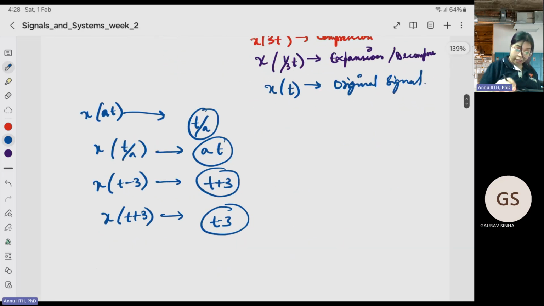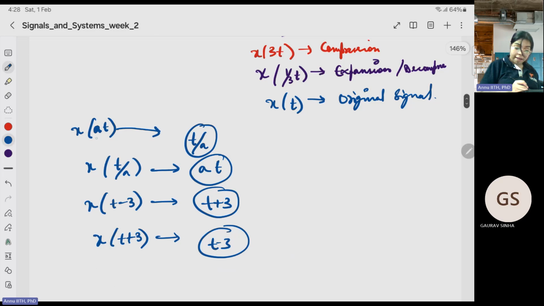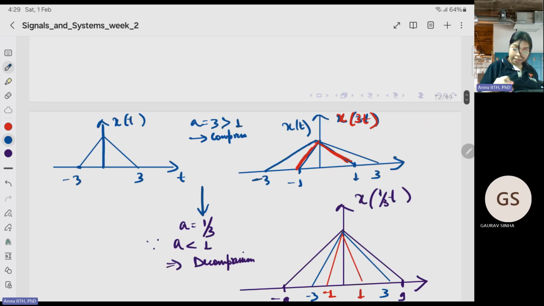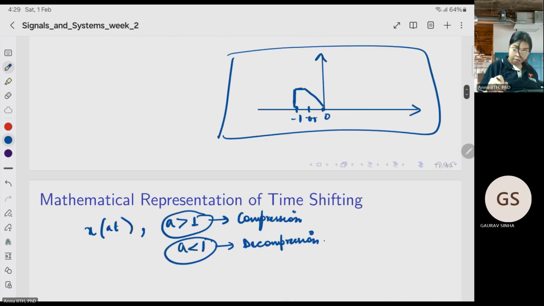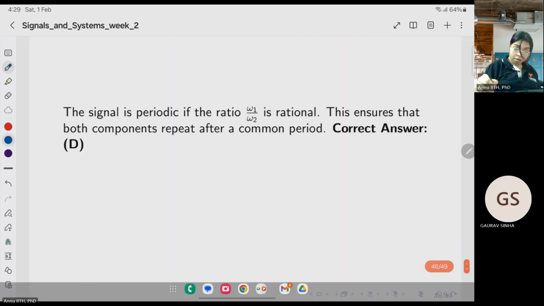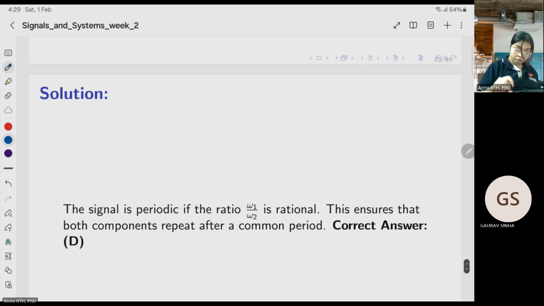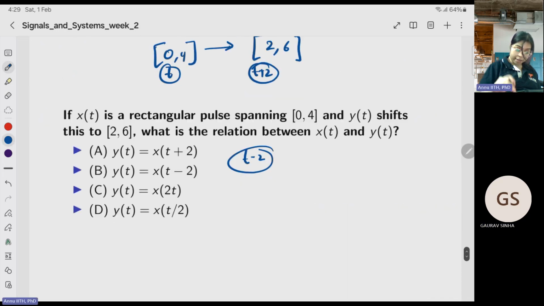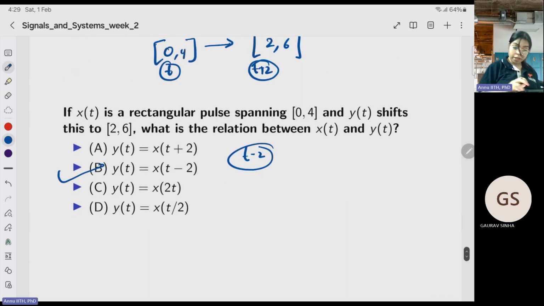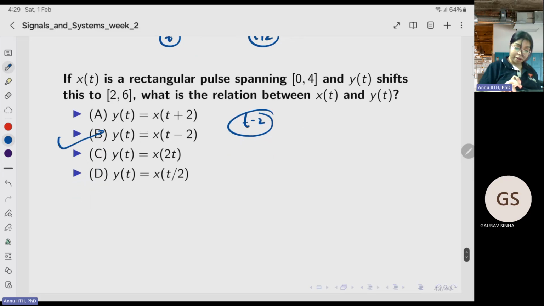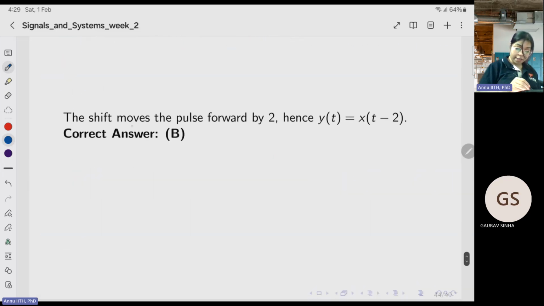So here, if it is x(at), what I'm actually doing is x(t by a). If it is x(t minus a), in actual time we are doing t plus a. If it is minus, it is doing plus, and if it is plus, it is doing minus. Like this, we did. Okay. So the correct option will be, yes, very nice, B. With this trick, you will never forget and have confusion. Since it is moved forward by 2, the right answer is B.